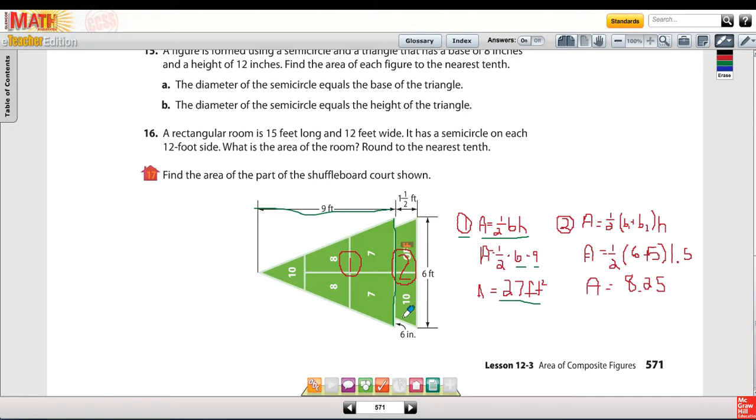Now, I did have to make a little bit of an assumption right here. This part right here says it's 6 inches, and it did not say that this was also 6 inches, but I did take off 6 inches plus 6 inches, which is 1 foot. I took that off of 6 feet so I could find just the measure of this part right here.